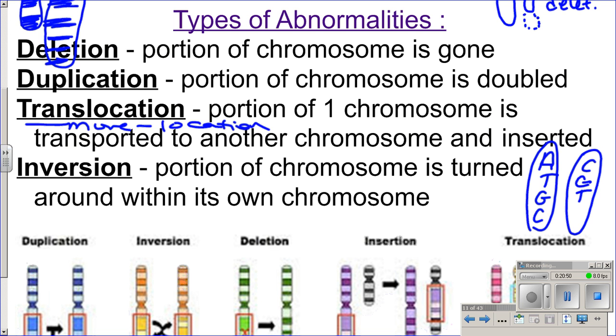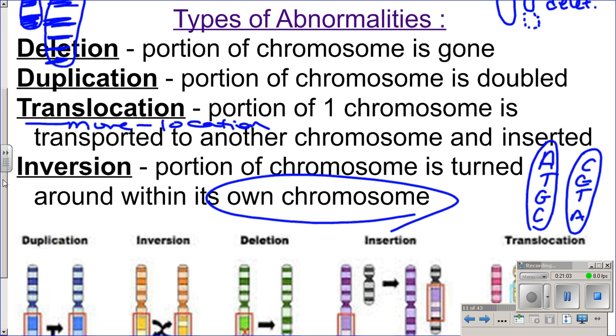CGTA, right. So an inversion is just taking a piece out of the chromosome, flipping it, and putting it back in. And that's within its own chromosome. It's not inverting it and then translocating it to someplace else.